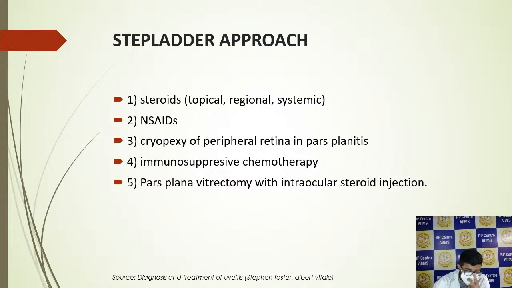In any case of uveitis, we will follow a step ladder approach. The first mainstay of uveitis treatment is steroids. It can be topical, regional or systemic, followed by NSAIDs, then cryopexy of the peripheral retina in the pars planitis area, then immunosuppressive chemotherapy, and lastly pars plana vitrectomy with intraocular steroid injection. There is no hard and fast rule that we have to go in this order, but if we feel we have to start 2 therapies at the same time, we can also include steroid as well as immunosuppressive together.